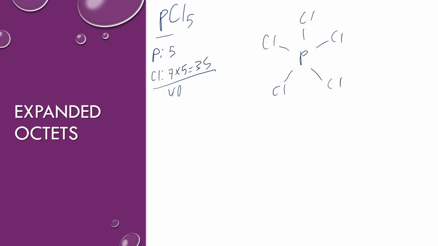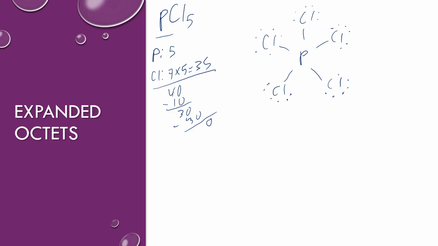2 for each of the bonds. So I used up 10 electrons there. I have 30 to fill in the octets of the outer atoms. Each chlorine right now only has 2, and it needs to have 8, so 6 additional on each of them. That uses up all 30 of those valence electrons. And so this is my Lewis structure for PCl5.